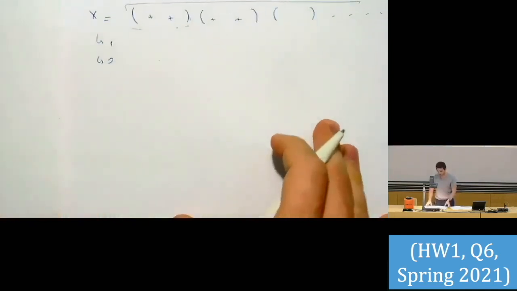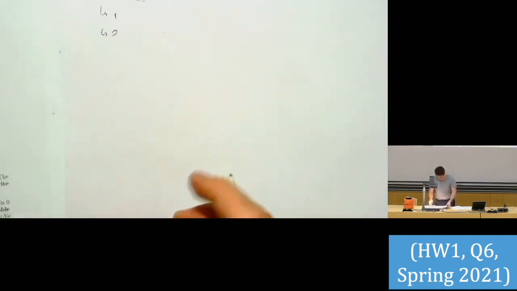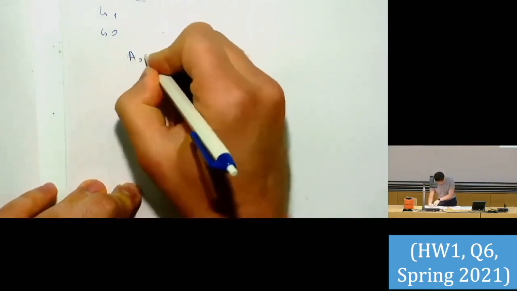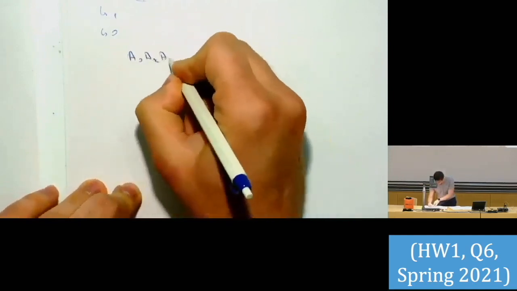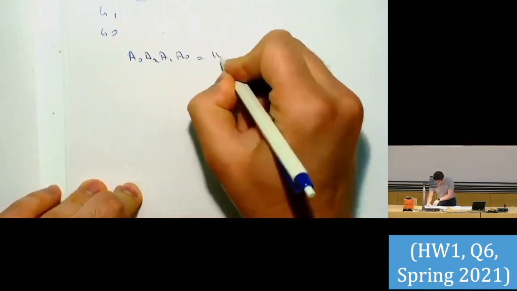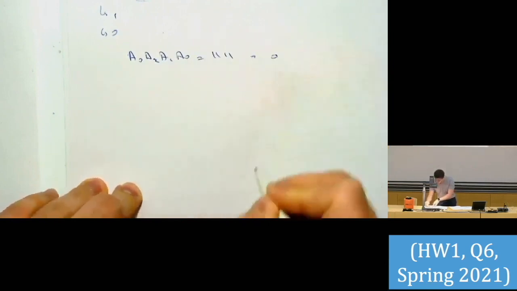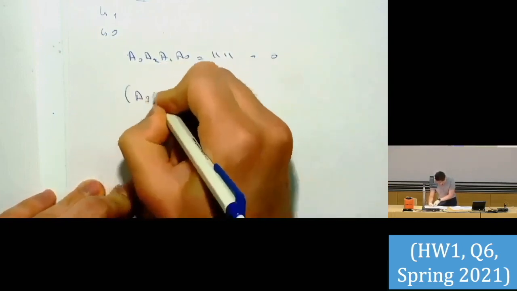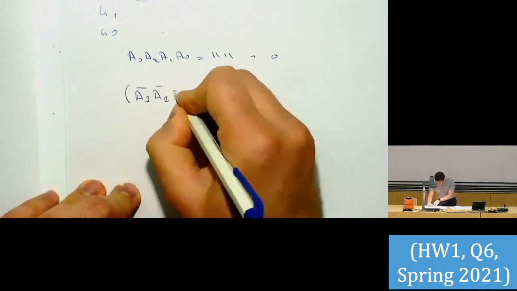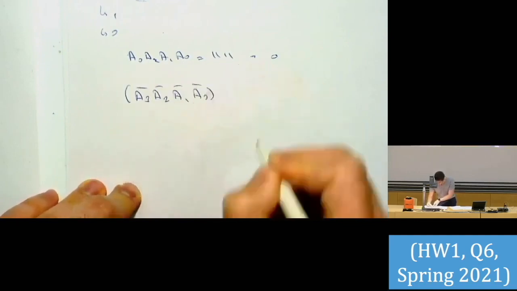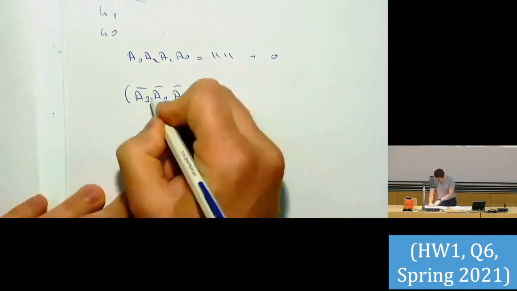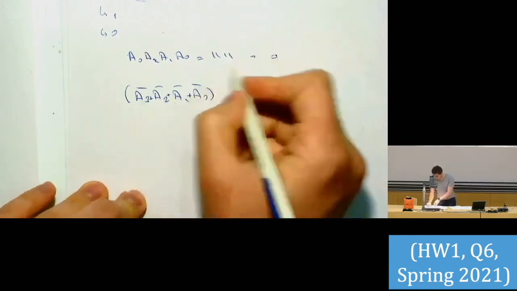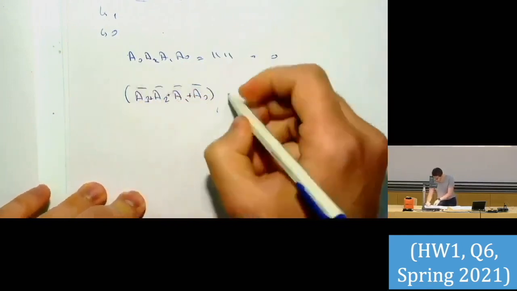All right, so I didn't write anything yet. So let's first think about the case when A3, A2, A1, and A0 is 1, 1, 1, 1, and I will have 0 for X, right? So in order to have this, I need a term such as A3 not, A2 not, A1 not, and A0 not, and I have ORs here as well. So if I have ones for all of these, then this will be 0.